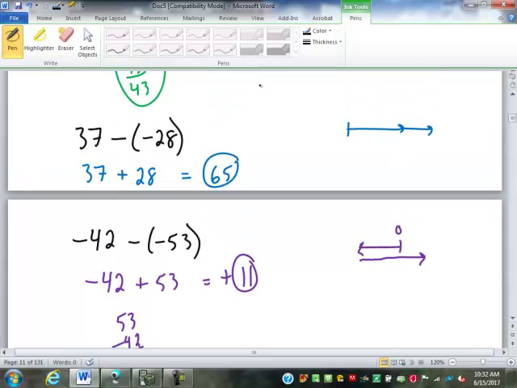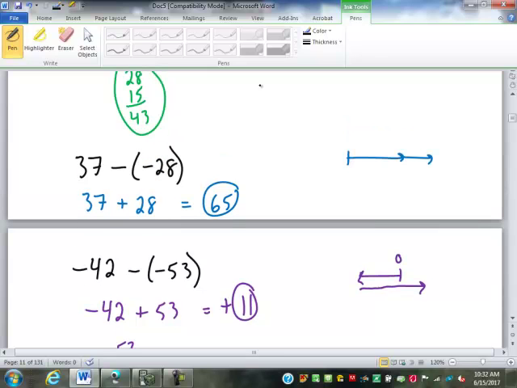Any questions on adding or subtracting? You can see from these examples, though, how important it is to change it to adding the opposite. I'm trying to keep it as subtraction with the negatives in there. It can be extremely confusing.